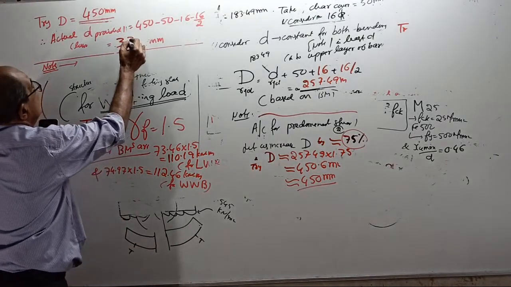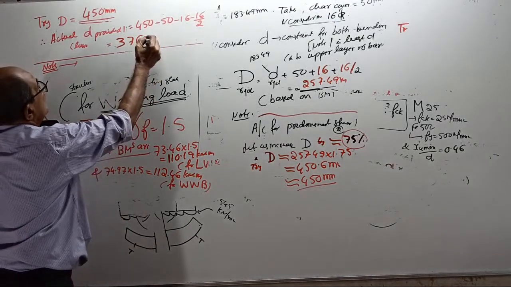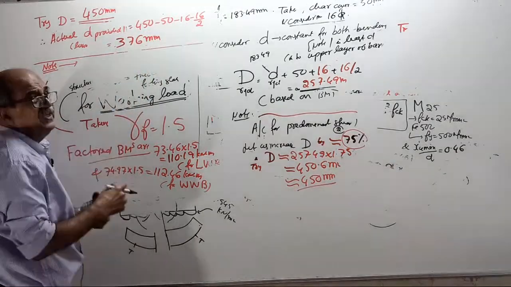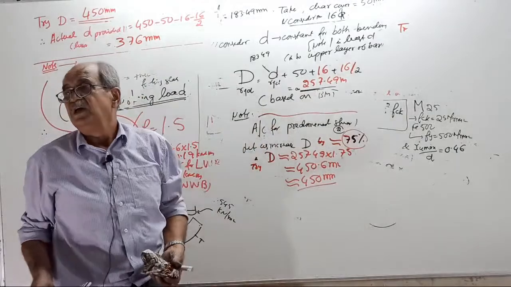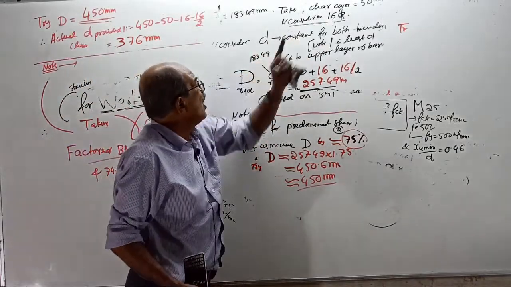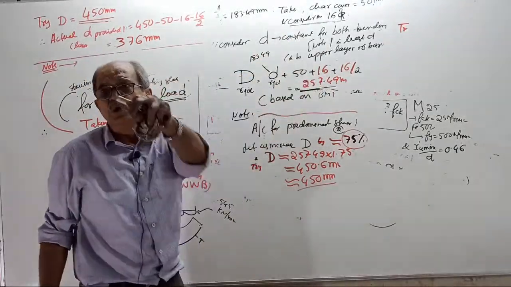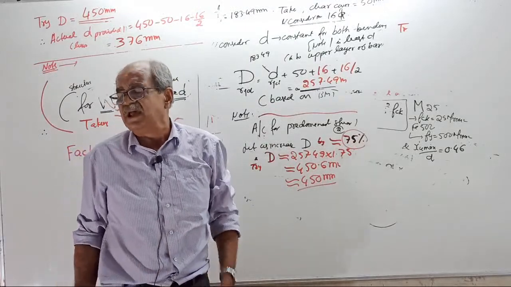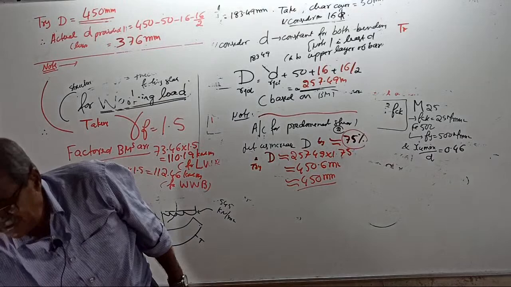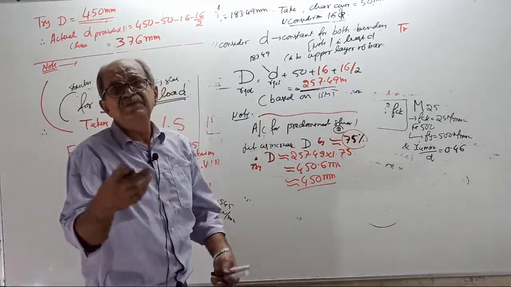376 millimeter. See, I will put the blame on you only. You are only responsible for this delay. When I wrote 16 tor, when I wrote 12, you should tell me it is not a technical mistake, it is a print mistake. I was under the impression 12 tor. That means you are not serious.